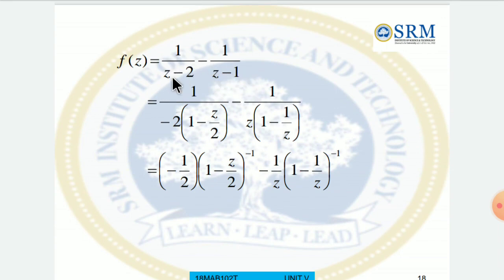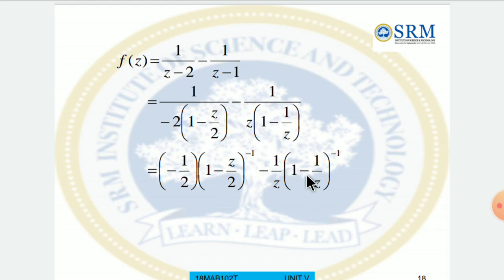So from the first term, take the minus 1 outside. Take the minus 2 outside. So this will come 1 by 1 minus z by 2. From the second term, take z outside. So it is 1 minus 1 by z. So this is minus 1 by 2, 1 minus z by 2 whole power minus 1. This is minus 1 by z, 1 minus 1 by z whole power minus 1. Correct? Now this looks like a binomial expansion. Here z by 2, here 1 by z.